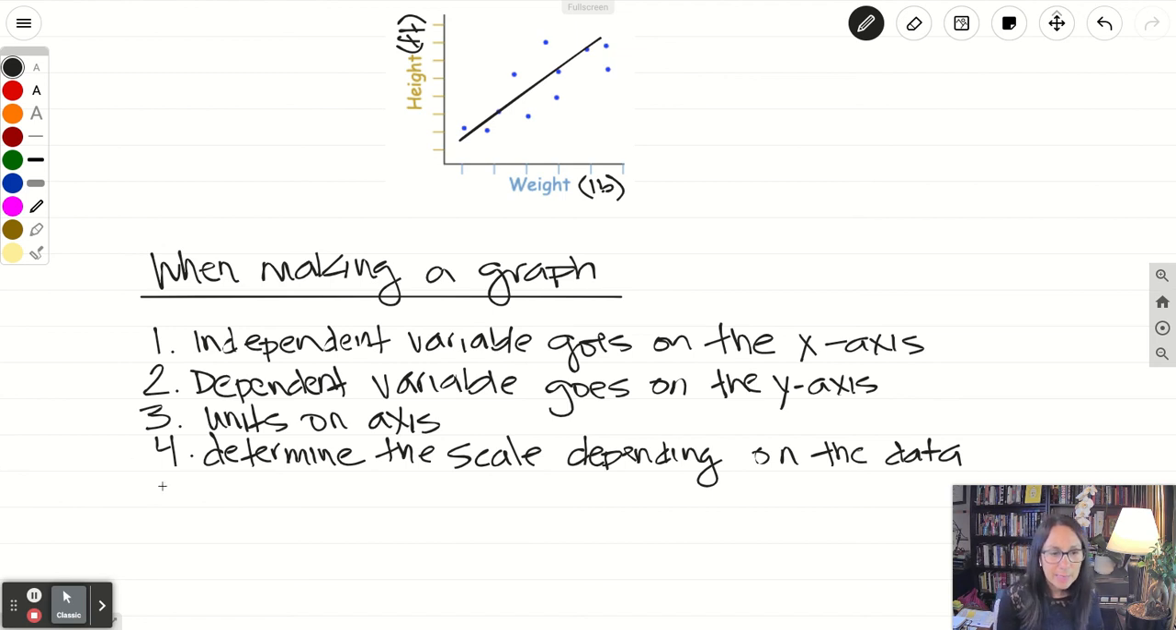And the last thing, and very importantly, which some of these graphs did not have, is you have to have a title. It's very important that as a scientist, you put a good title on there so that the reader knows exactly what they're looking at.